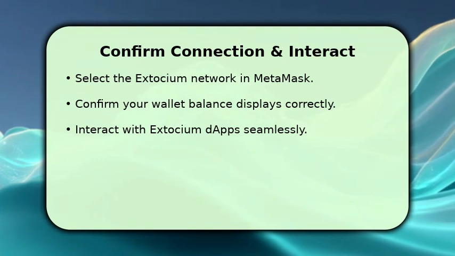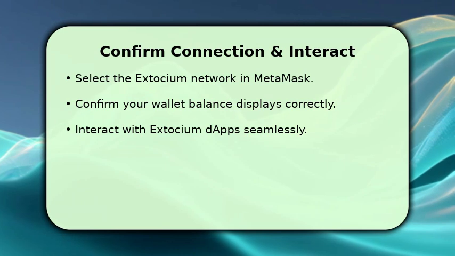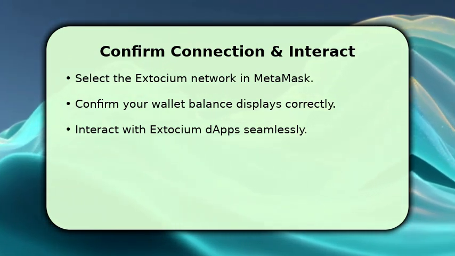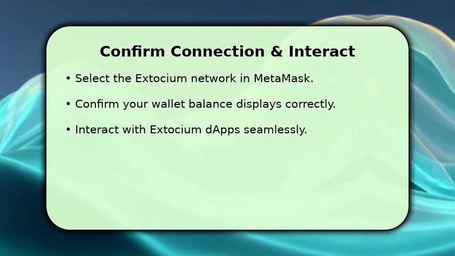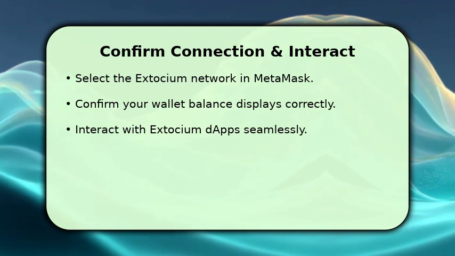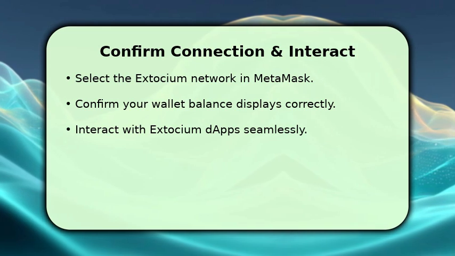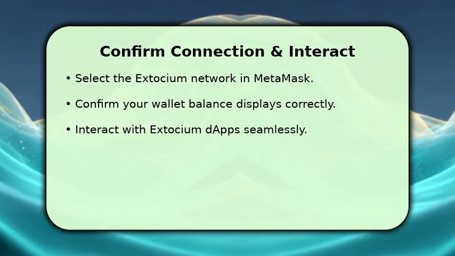Once you've added the Etherscan network, select it from the network drop-down in MetaMask. Your wallet should now display your Etherscan assets, if any, or show a zero balance if it's a new connection. You can then navigate to any Etherscan decentralized application. Your MetaMask wallet will prompt you to connect, allowing you to sign transactions and interact with the platform securely. It's that simple to start using Etherscan.